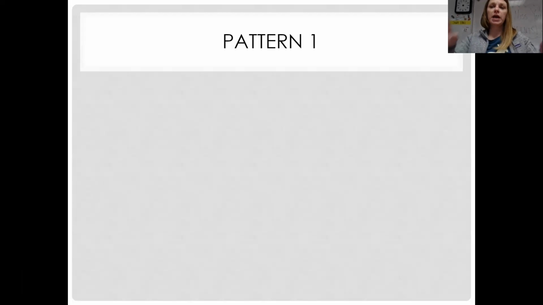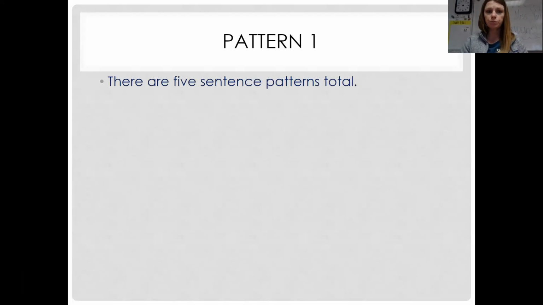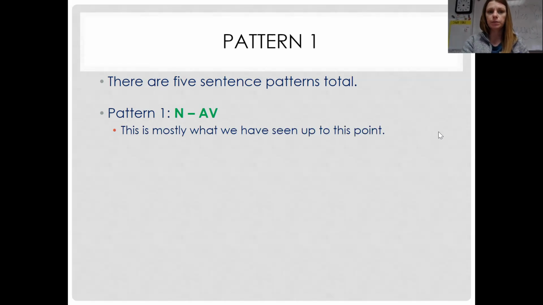And I promise you there's actually a really slick and easy way for you to know what sentence patterns you're doing, okay? So, like I said, there are 5 sentence patterns total. And the first pattern is noun, action verb, okay? And that noun can be a pronoun, a proper noun, or just a regular noun. And then it has to be an action verb, a mental or physical action. And this is what we've seen a lot of up to this point.